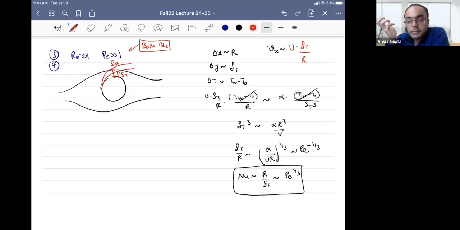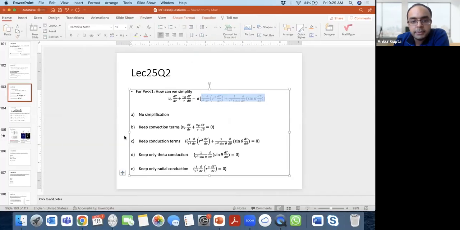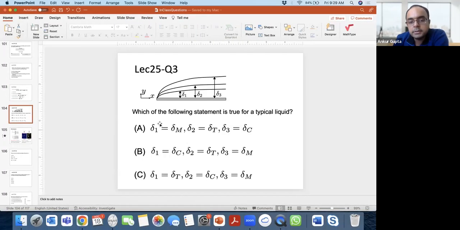So convection is dominating in both cases, but I cannot remove diffusion because otherwise I will not be able to satisfy no slip and a heated surface. And so I have both boundary layers. And so let's do a quick question here to think about what you think will typically happen in these boundary layers. You can also have a concentration problem, by the way. For a typical liquid, what do you think: should the momentum be thickest, concentration be thickest, or let's do that now.